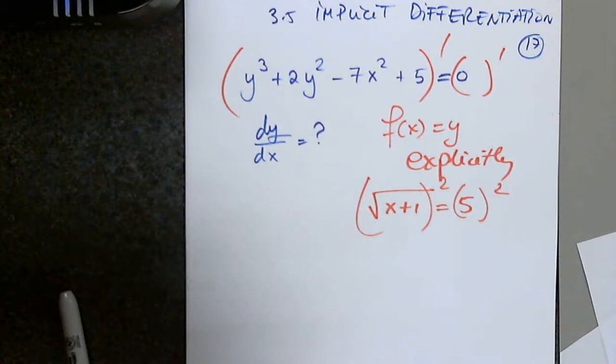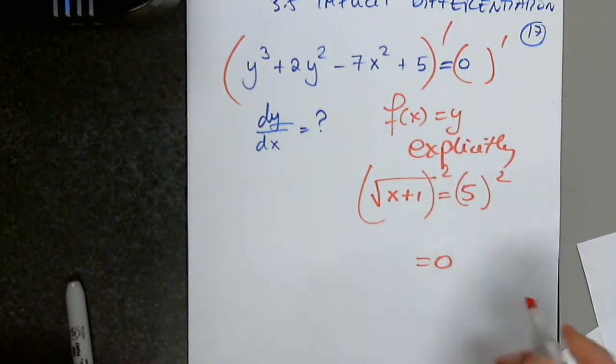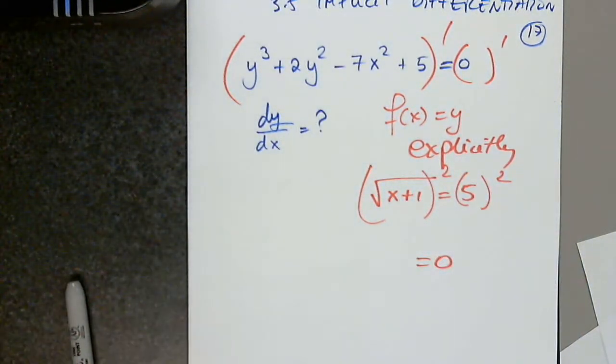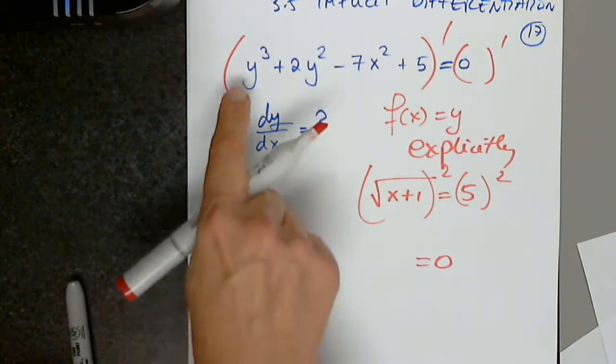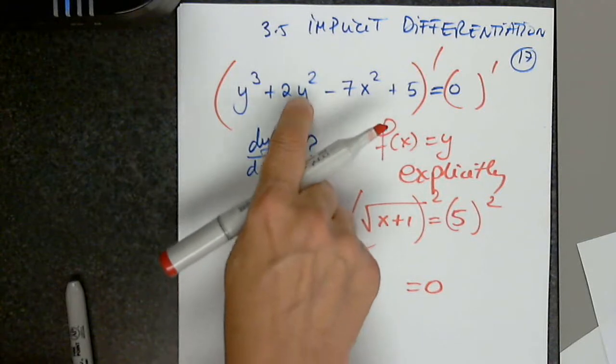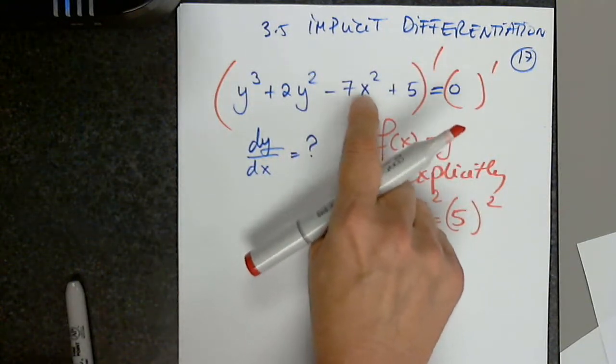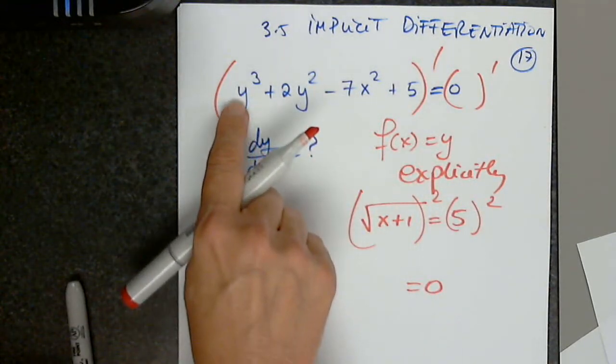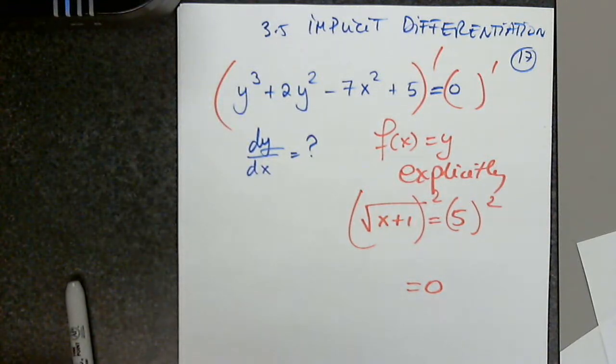So now let's differentiate the right-hand side. And you can say, well, the right-hand side will be 0. Well, let's differentiate the left-hand side. This is the inner function, and this is the outer function. Inner function, outer function. And this is just a variable. So how will I differentiate y to the third?